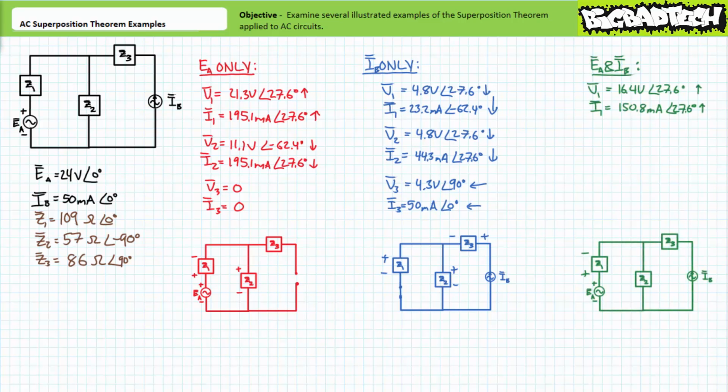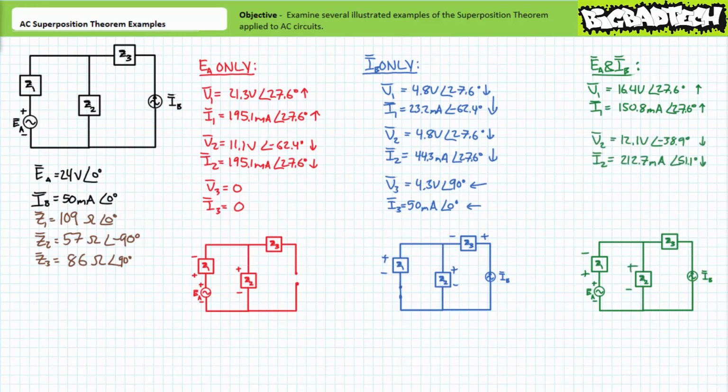The opposing contribution of sources EA and IB yield V1 to be 16.4 volts at an angle of 27.6 degrees, oriented positive to negative, bottom to top. I1 equals 150.8 milliamperes at an angle of 27.6 degrees, traveling bottom to top.